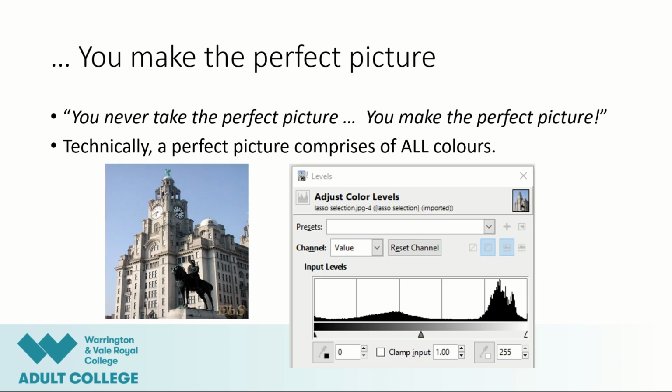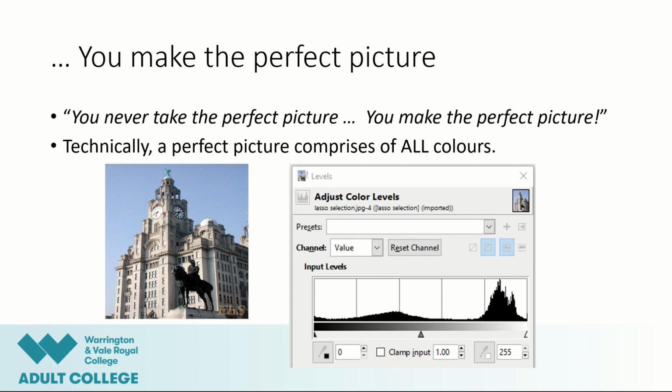Well, technically, a perfect picture is a photograph which comprises all the various colours available. Now, most people think, what are you talking about? Because when I look at this picture, the Liver Buildings, it doesn't have any red. Well, there will be elements which incorporate those particular colours which you're not even aware of, mixed with other colours. And there will obviously be certain colours which are used a lot more within any individual picture.